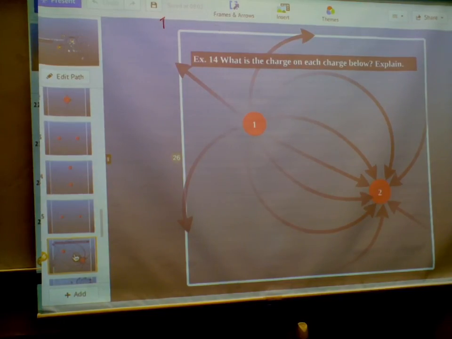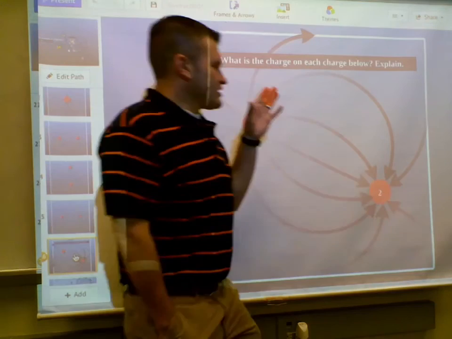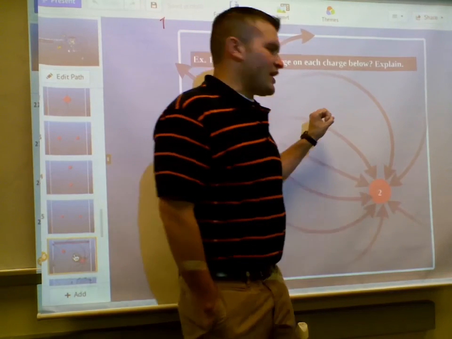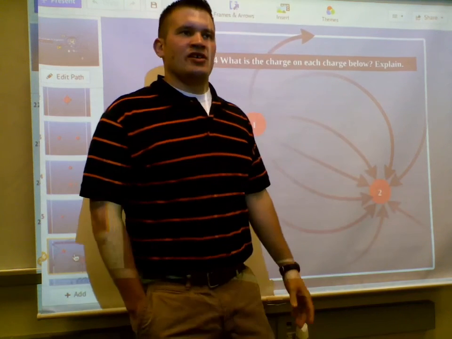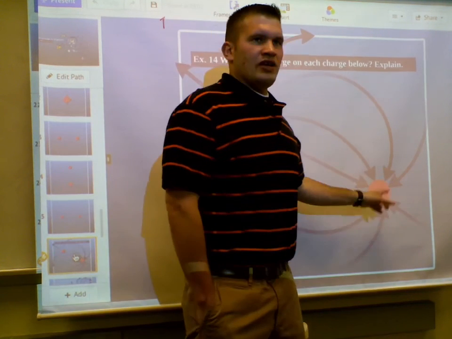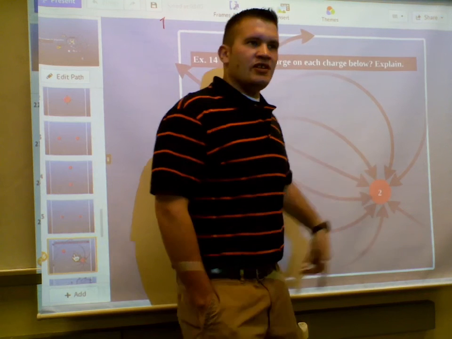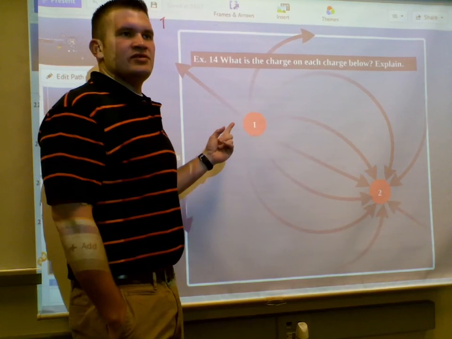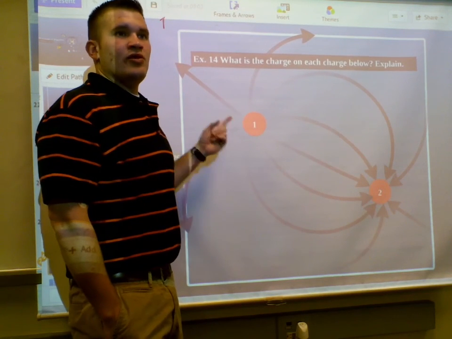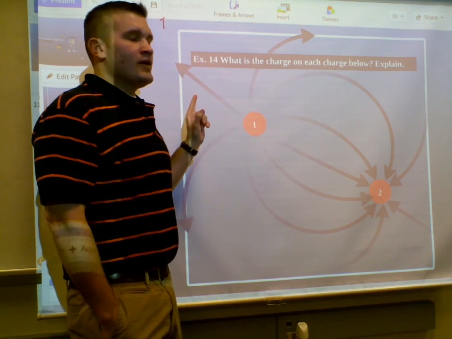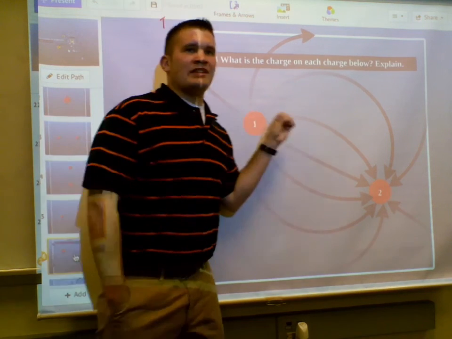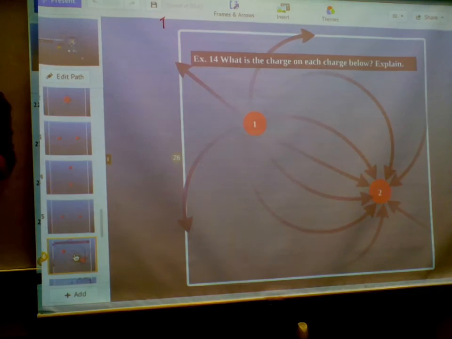Which one has a larger charge? Two. Why two? Because I have less lines on one. Good. Maria says two has more charge because it has more lines. So if two is two electrons, that means one is one proton. Because two has more lines than one. Does that make sense?